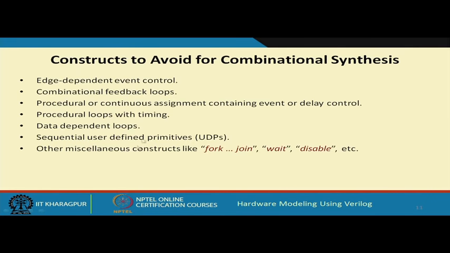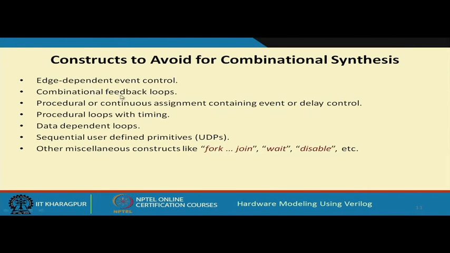Now, these are some of the constructs which you must avoid when your objective is to carry out combinational circuit synthesis. We should not give edge dependent event control, like always at posedge clock or negedge clock. No kind of posedge or negedge event control should be there in a combinational circuit description. Second, as I already mentioned, there must not be any feedback loops. So, when you specify netlists using instantiations, make sure that you do not include any feedback loops.